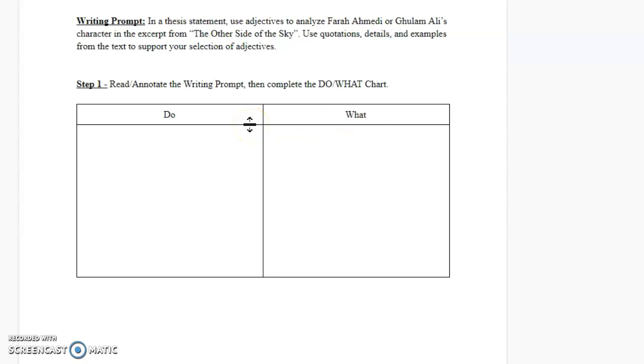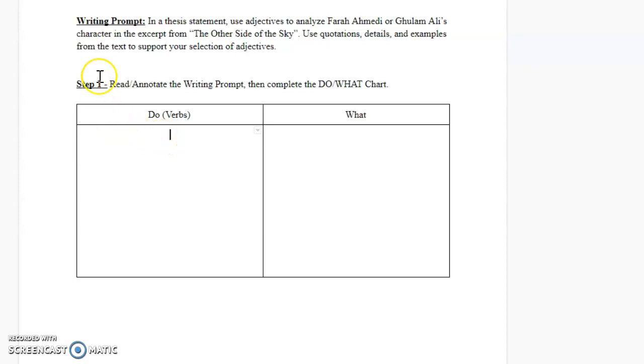Okay, step 1. Read and annotate the writing prompt and complete the do-what chart. You guys are familiar with how to complete do-what charts. In the do section will always go verbs, okay? The verbs are always here. They're what you need to do. What's the first thing you need to do?